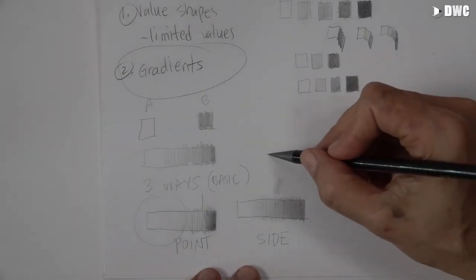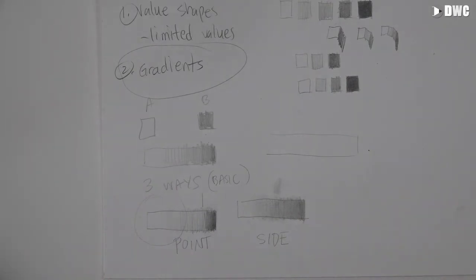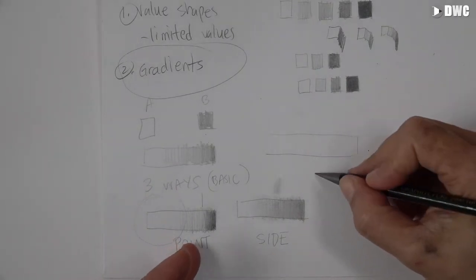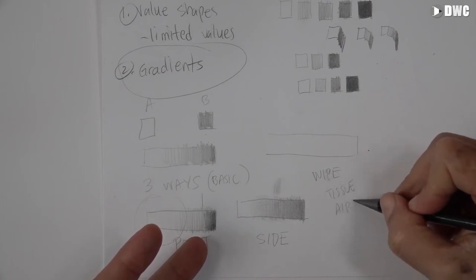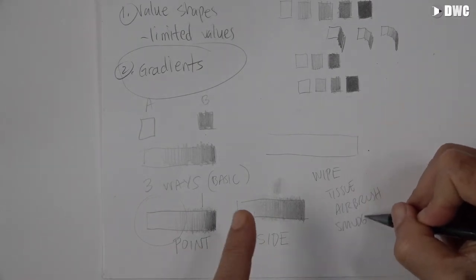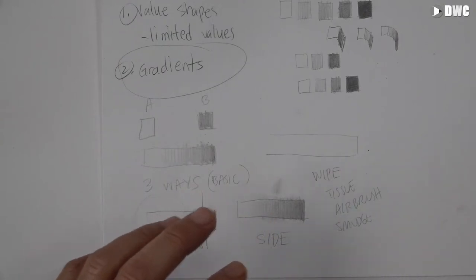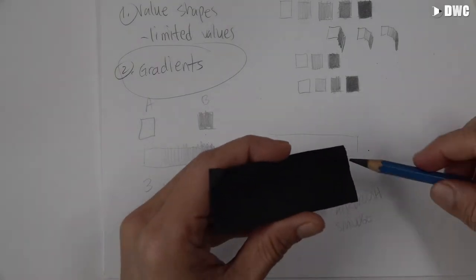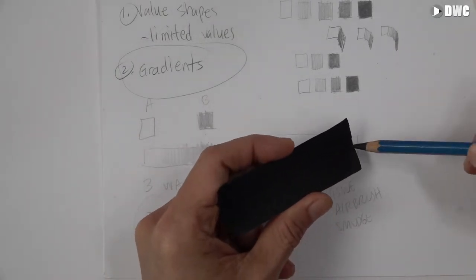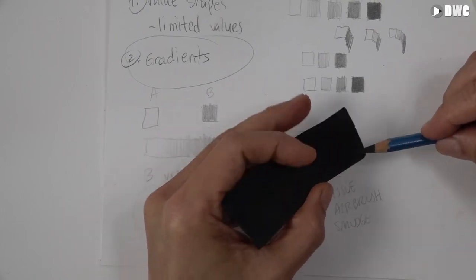Okay. And then the final way is, I don't know what to call this. For lack of a better word, I'll call it wipe, tissue, airbrush effect, smudge. Smudge is when you take your finger and do that. I'm going to use sandpaper here. This is a very soft graphite. I'm going to use a bit of sandpaper just to demonstrate what's happening here. I don't have graphite powder right now. Normally, I would. I like graphite powder and charcoal powder a lot. This is how you make powder, if you don't have your own.